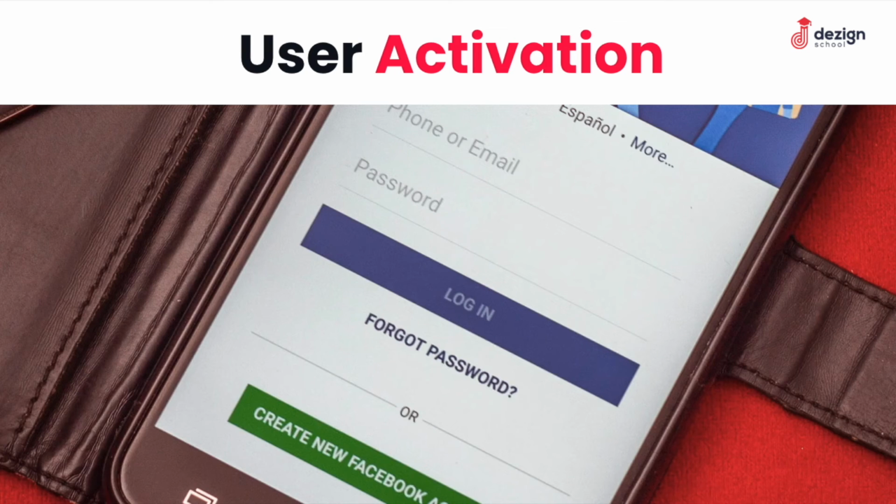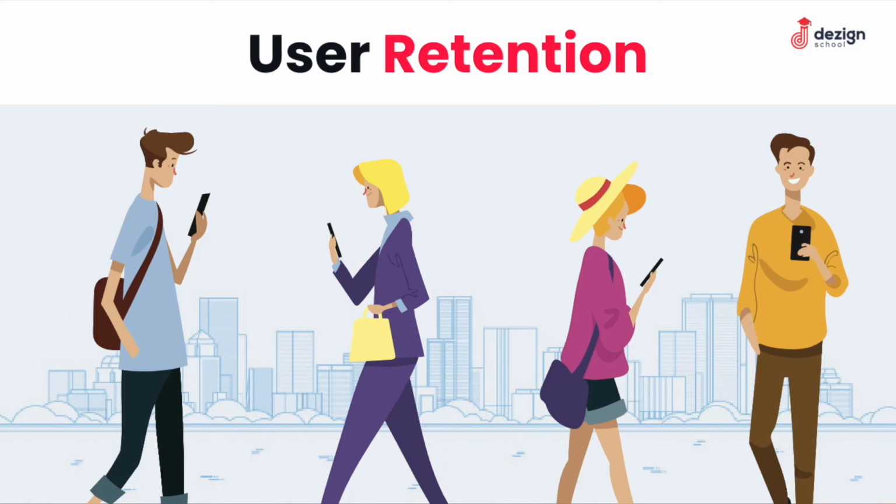User activation. Of the 100 people who have downloaded my app, there are only 60 people who sign in on my app and move forward. It means 60 people have activated on my platform. So that is my user activation. User retention. There are only 30 people out of 60 who are using my app again and again. So that is my user retention.